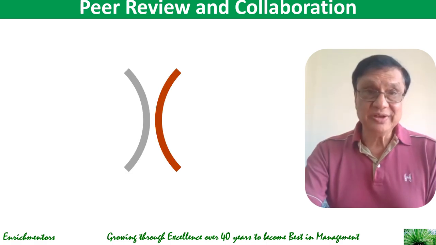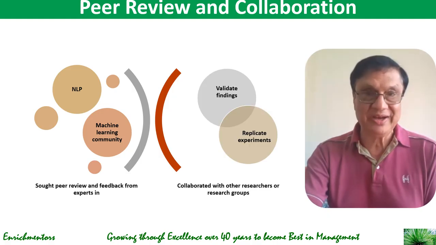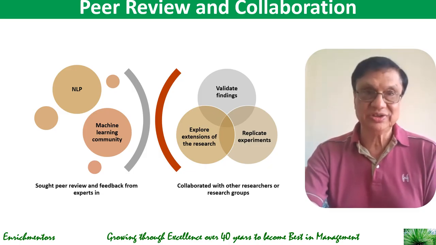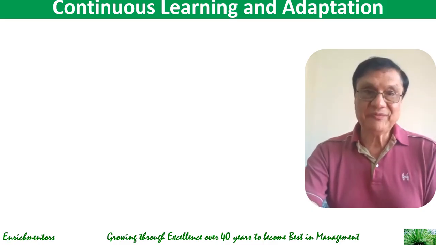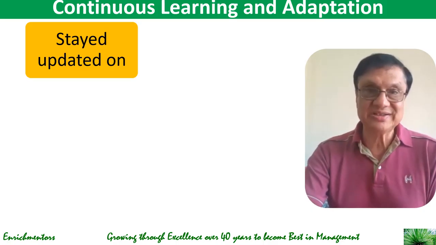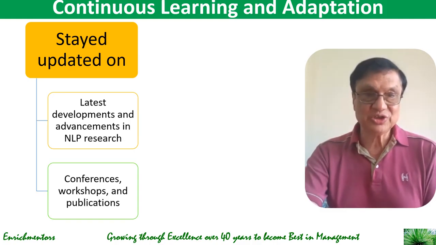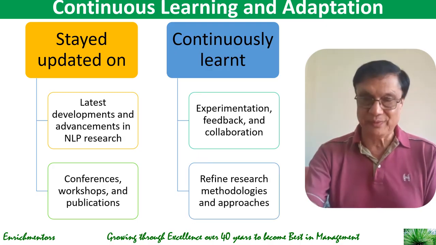Also sought peer reviews and feedback from experts in the NLP and machine learning community, collaborated with other researchers and research groups to validate the findings, replicate experiments, and explore extensions of the research. So that's how the peer review and collaboration happened. After finishing this research, they stayed updated on the latest developments or advancements in the NLP area research through conferences, workshops, and publications. Continuously learned from experimentation and collaborations and feedback, basically to refine research methodologies and approaches for future use.